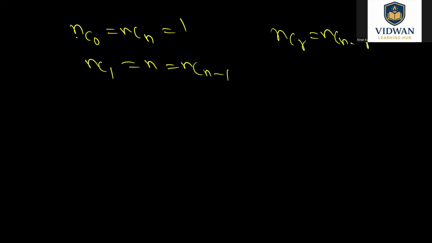So nC0 is the same as nCn minus 0, which is 1. nC1 is the same as nC(n minus 1). nC2, the method of writing this is: start with n. If there is 2, write 2 numbers backward, and write 1 into 2 in the denominator. So every time, instead of using the factorial, you can use this.